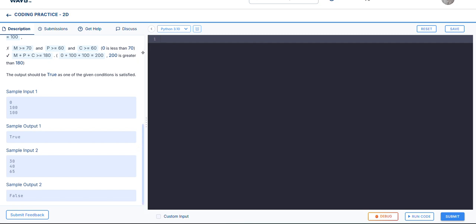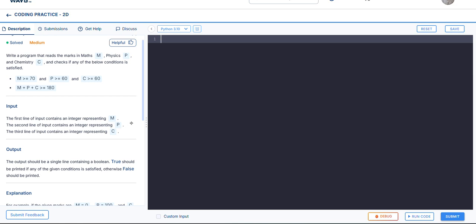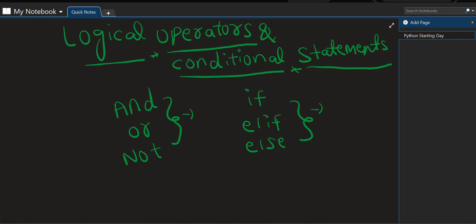Then look into what conditions we have to satisfy. The first condition is m greater than or equal to 70, and p greater than or equal to 60, and c greater than or equal to 60. And the second condition is m plus p plus c greater than or equal to 180. Let's write down in notes what is given and what we have to do.